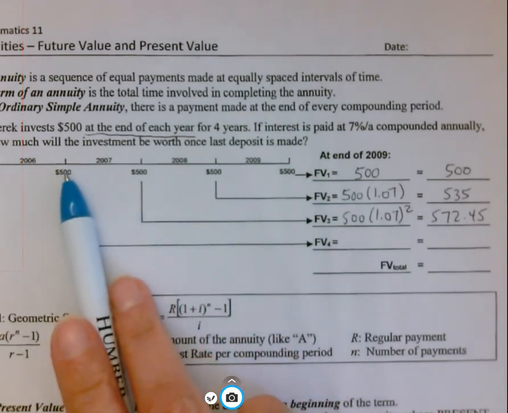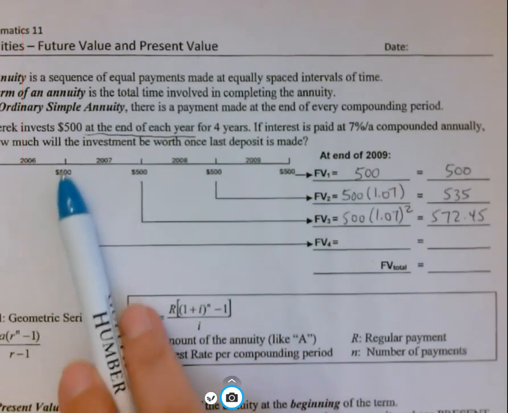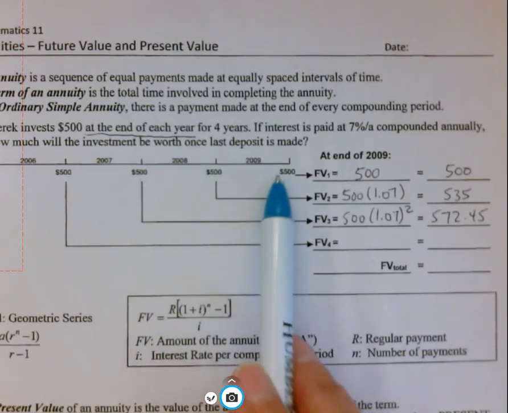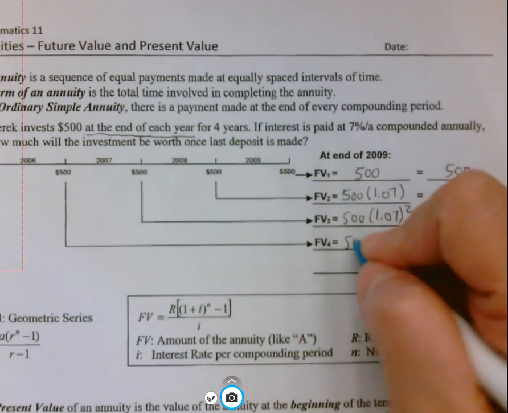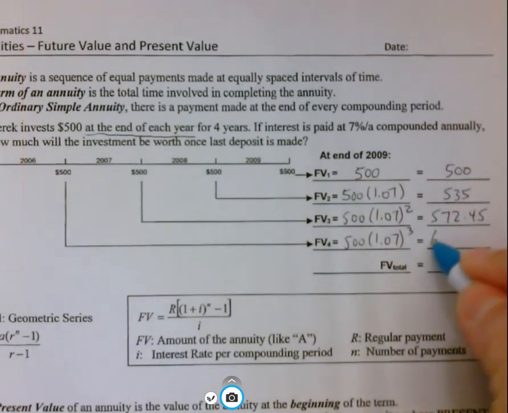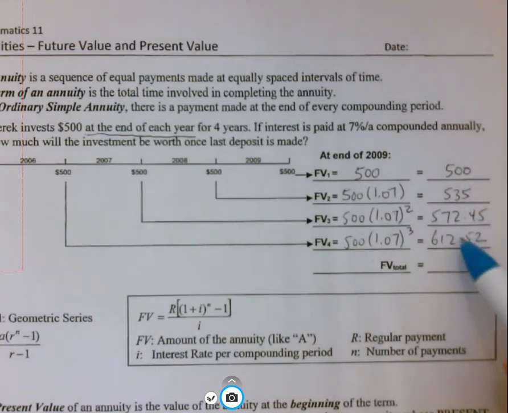And this one, which was the first payment that was made, has been sitting in the account for 3 years. So that one is 500 times 1.07 to the exponent 3, which is 612.52. And now when you add up the ending values of each of these payments, you get the amount in the account after the 4th year ends.